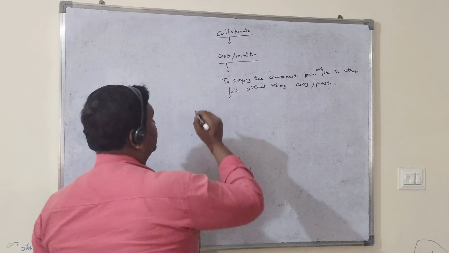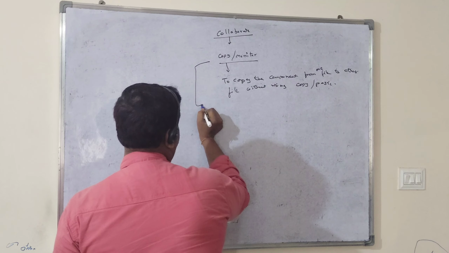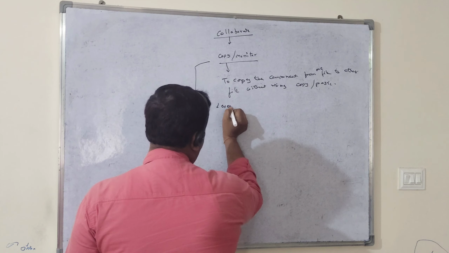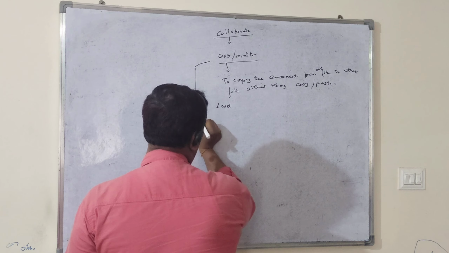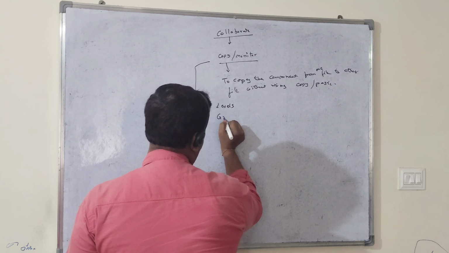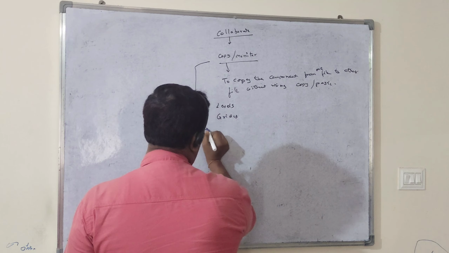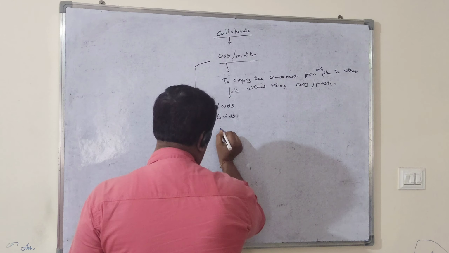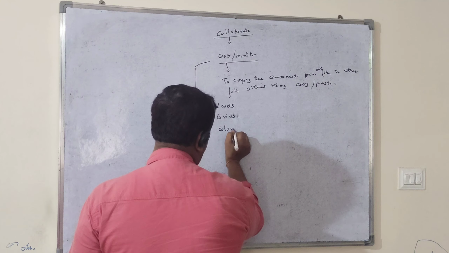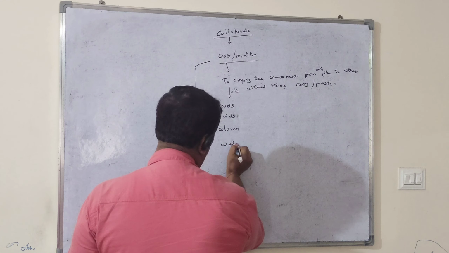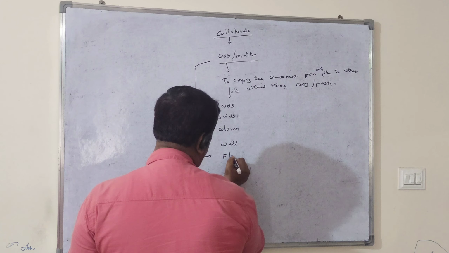So what types of components can we copy from one file to another file? There are some components that are allowed. The first component is levels. We can copy the levels, we can copy the grids. Also structural columns we can copy, and walls, floors and roofs.